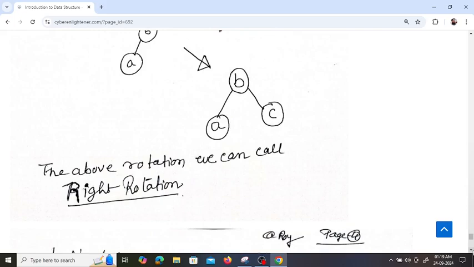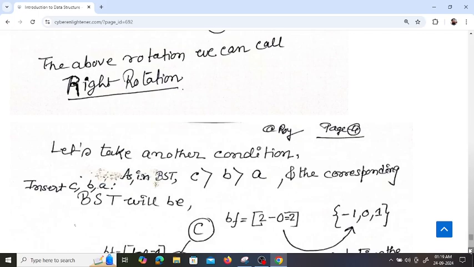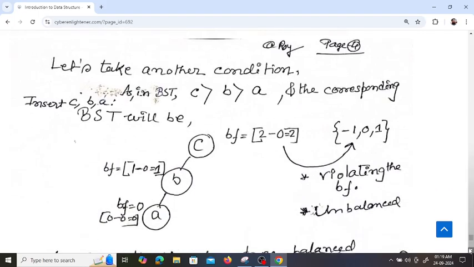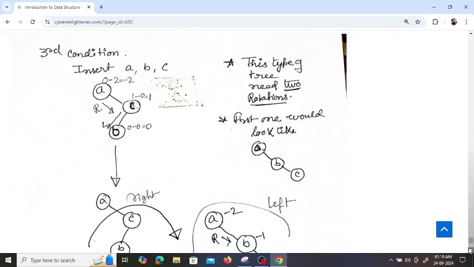So we just saw left rotation, and then we saw right rotation, and finally we have another rotation. Now the third condition is, let's say you have inserted A, and then you are going to insert C, which is greater than A, and then B, which is less than C.